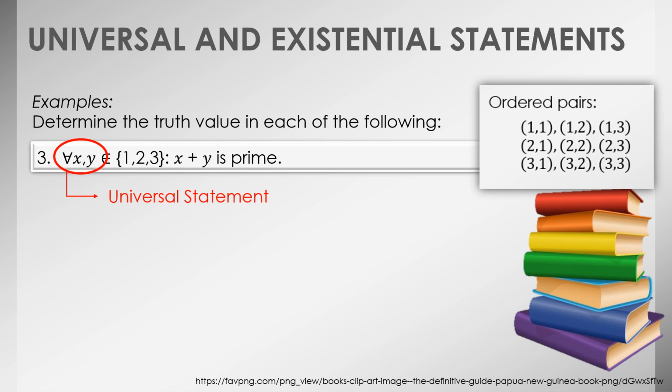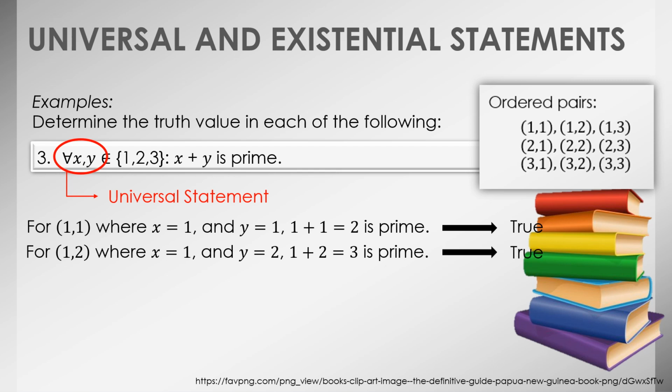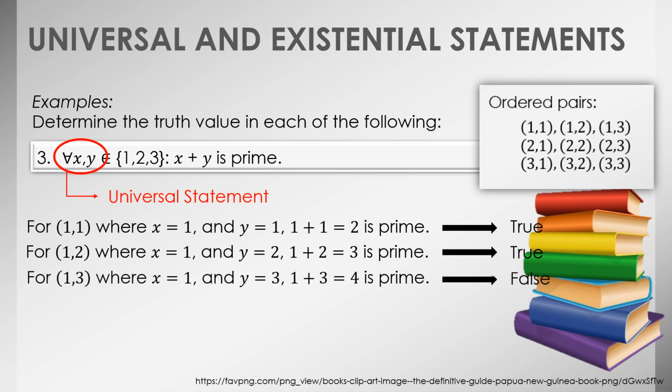To start with, let us have the first ordered pair, 1, 1. By substituting these values to the statement where x and y are both equal to 1, we have this. Note that with this pair, the statement is true. Now, let us have the second pair, 1, 2. Applying similarly, we have this. For this pair, we have seen that it also makes the statement true. Moving to the third pair, 1, 3, we have this. Observe that the resulting number is 4 and is not prime. Thus, for the pair 1, 3, we can conclude that the statement is false.